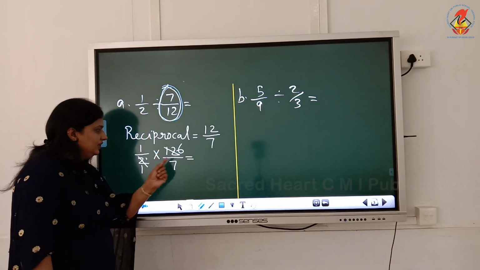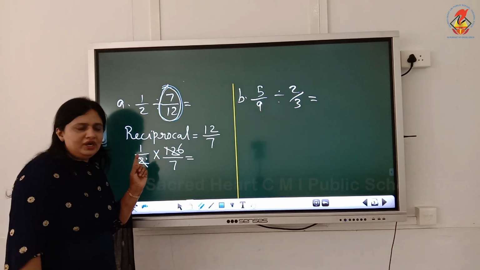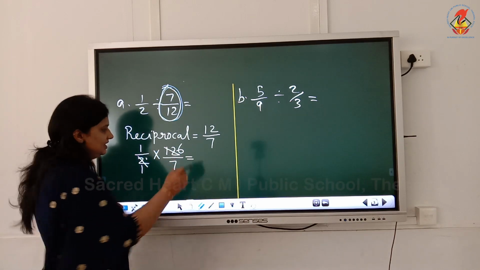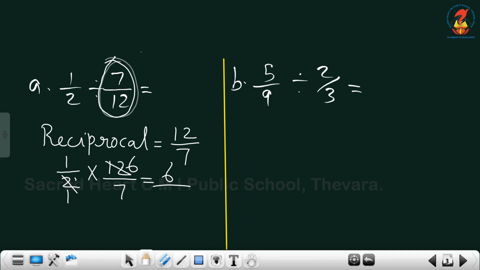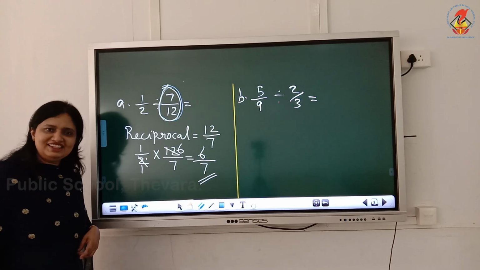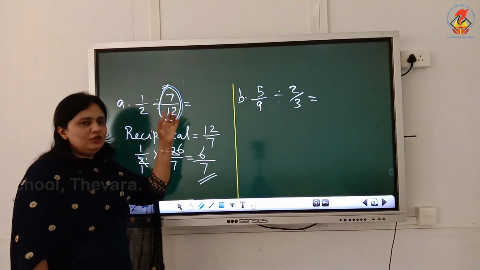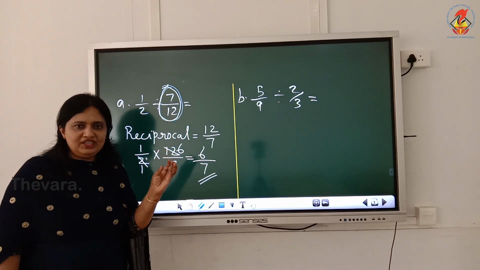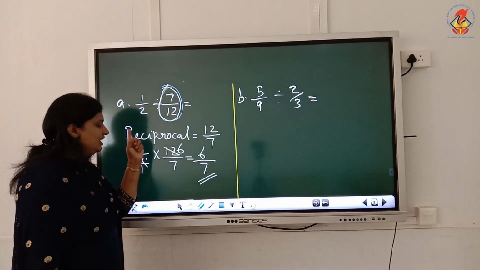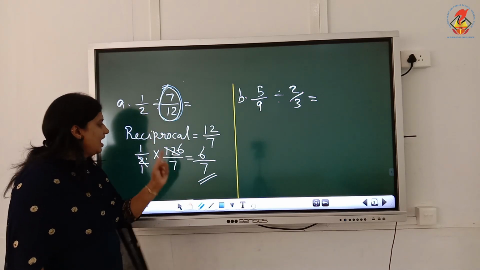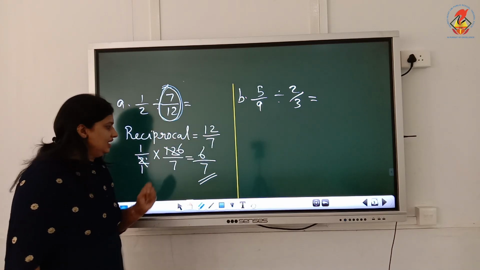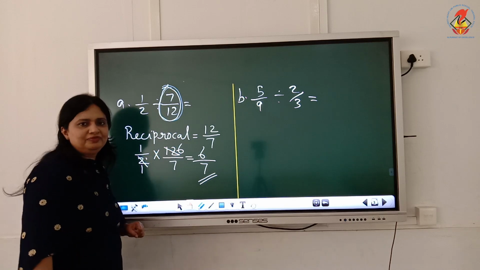And after the balance, the numerator is what? 1 into 6 equals 6, and 1 into 7 equals 7. 6 by 7 is the answer. Is it clear, children? And how can we do this? Find the reciprocal of the divisor first. After that I need to multiply the dividend and the reciprocal of the divisor. Then you will get what?